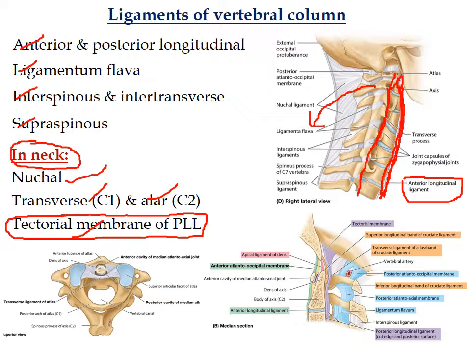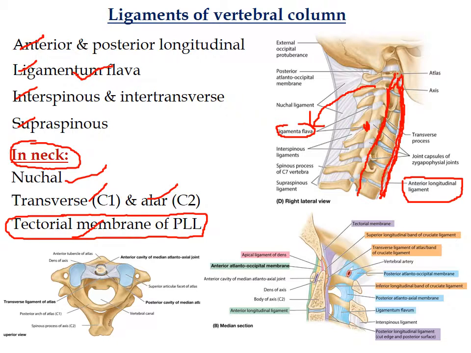Now coming to the ligamentum flava. This is the ligamentum flava. You can see here, the ligamentum flava is between the laminae of the vertebral column, between the two laminae, which resists the separation of the laminae and flexion. So it resists the separation of the laminae and flexion. That's all about it. It runs throughout.